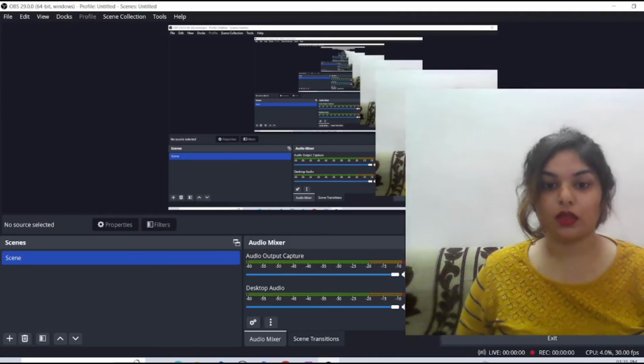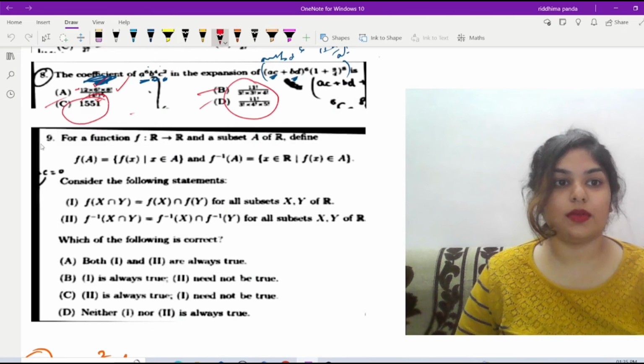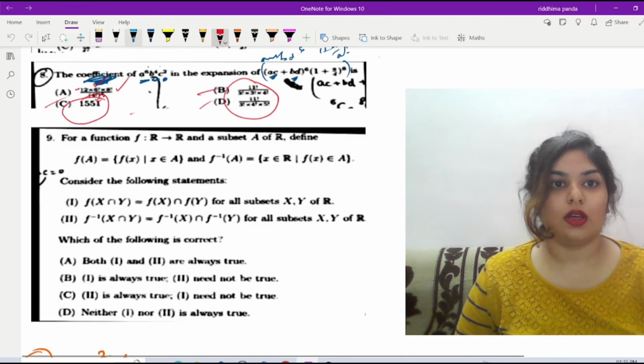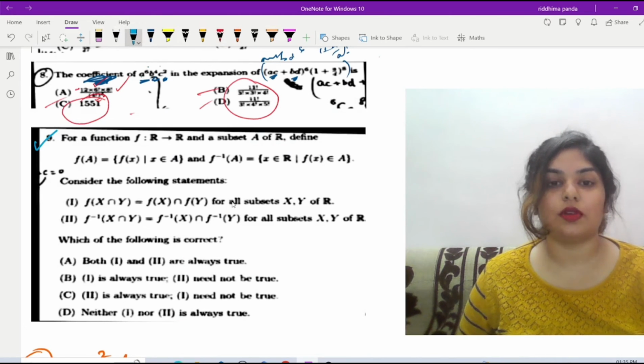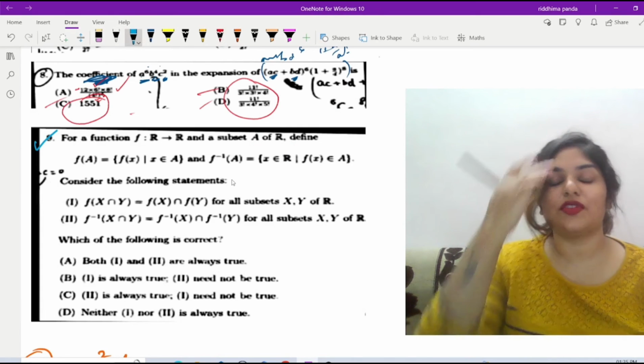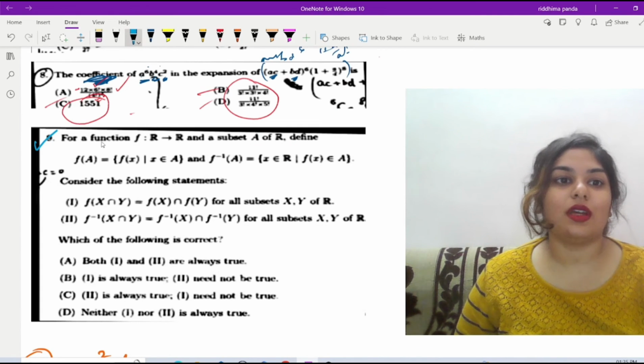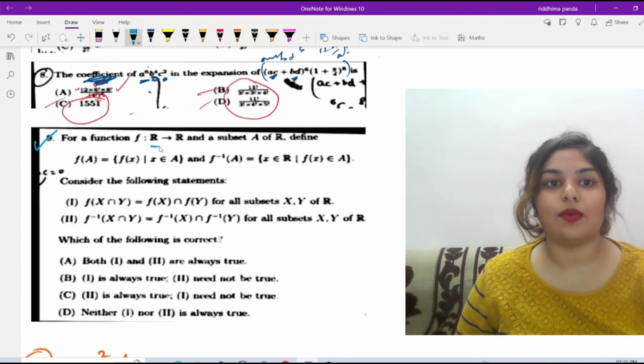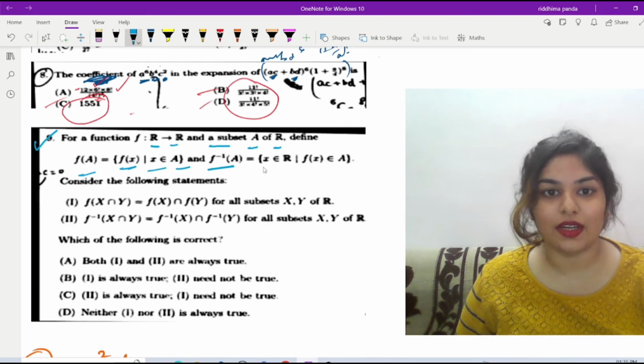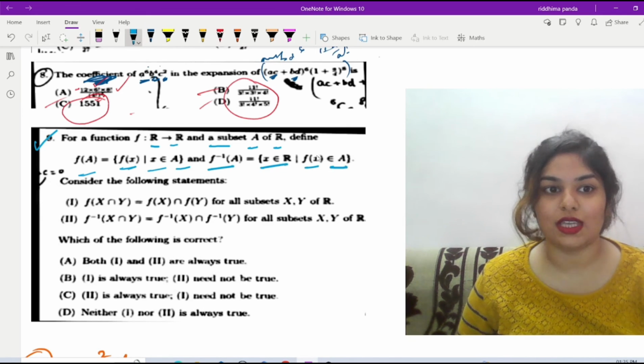The next question, number 9, is a standard question, and it is about true and false statements. So here we have to solve it by using logic. Here it is given a function from R to R and a subset A of R. Define f(A) as f(x) for x belonging to A, and f inverse(A) as the set of x belonging to R such that f(x) is in A.